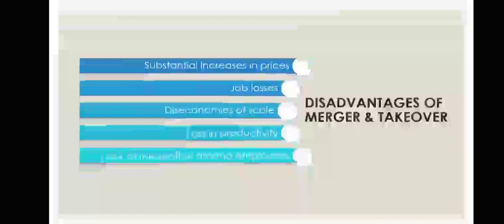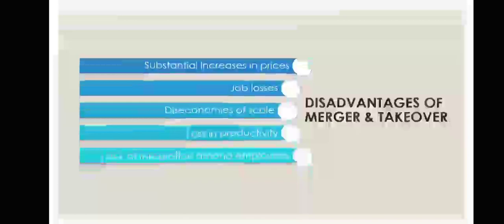Next, job losses. Through merger and takeover, usually what companies do is that if there are any assets in the acquired companies which are not profit making, these assets are usually sold out or something like that, which may lead to job losses for the employees of that company.